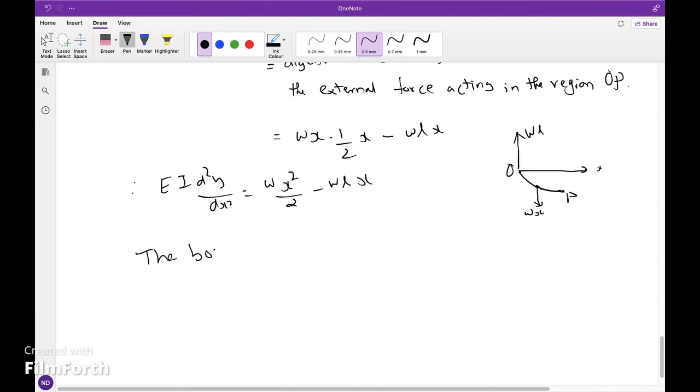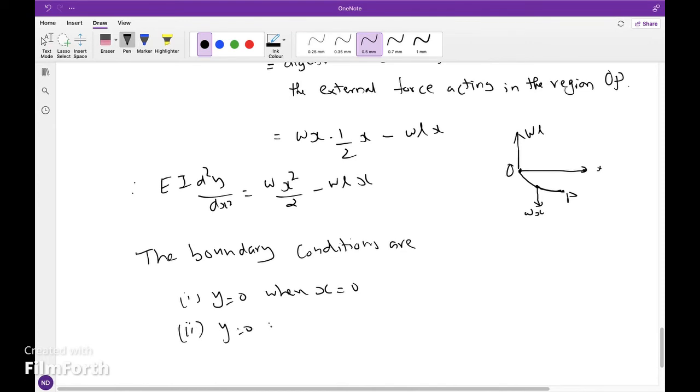The boundary conditions: y is equal to 0 when x equal to 0. So at this end there is no bending of the beam. And y is equal to 0 when x equal to 2L. So at both ends y is equal to 0.